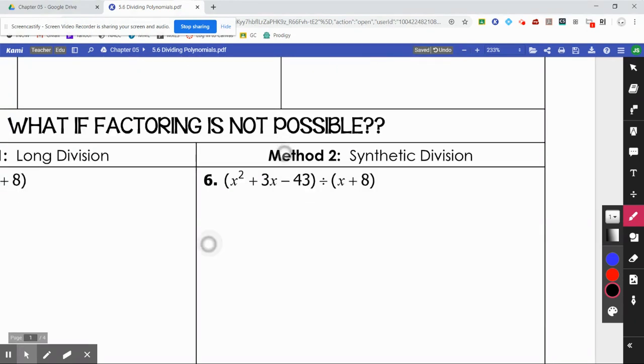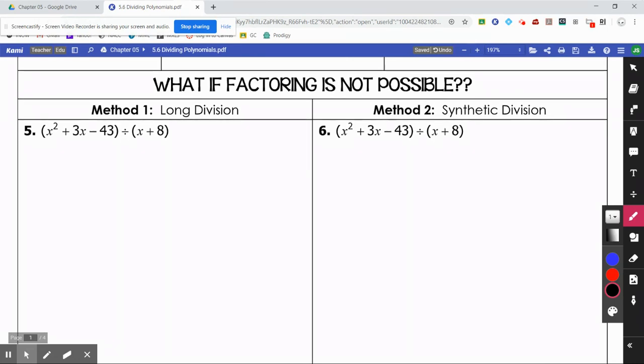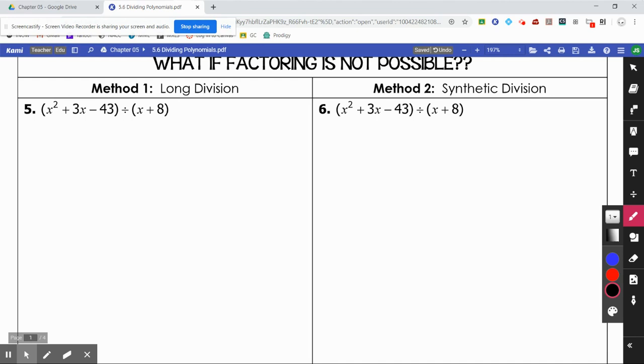Now, what if factoring is not possible? You have 2 other methods. You have long division and you have synthetic division. Now, I'm going to go through the process of long division, and I want to remind you as I go through this, the long division that I'm about to show you is identical to the long division that you used back in 4th grade. The steps that we did here, or that we're about to show here, are the same steps that we did here.